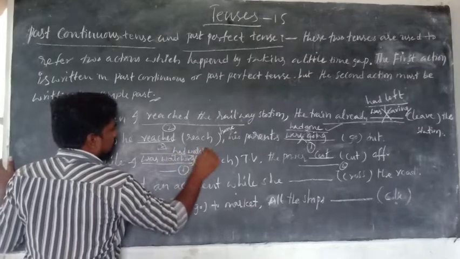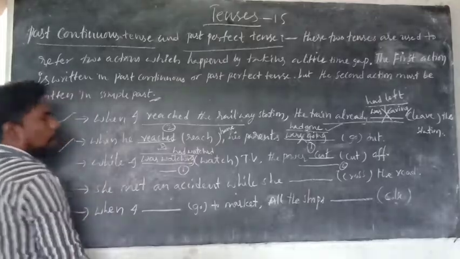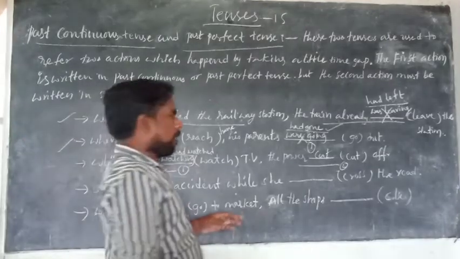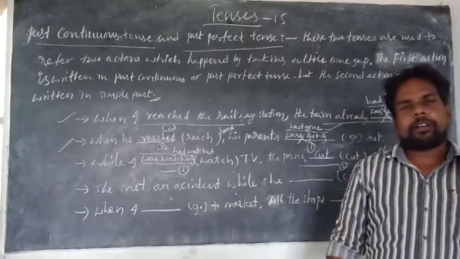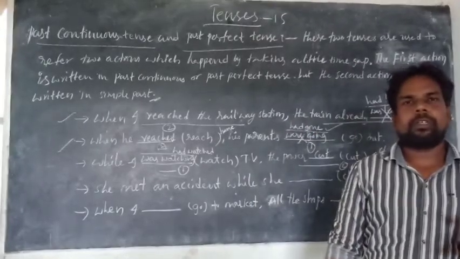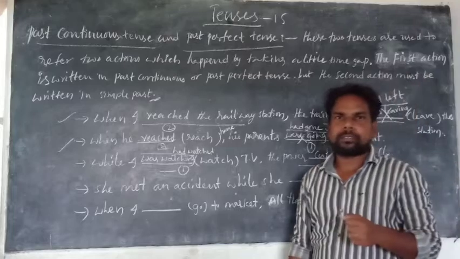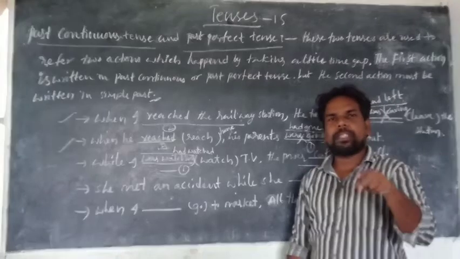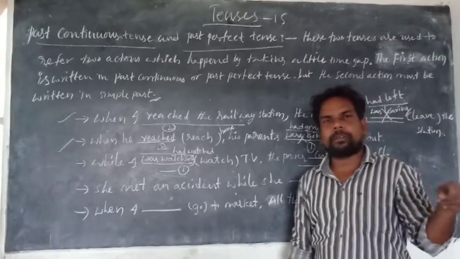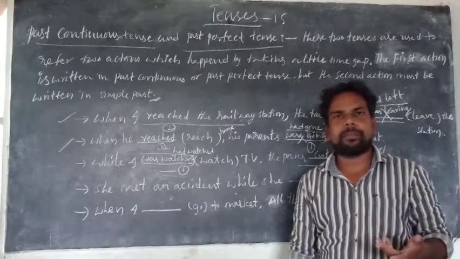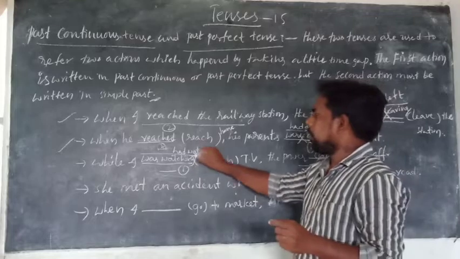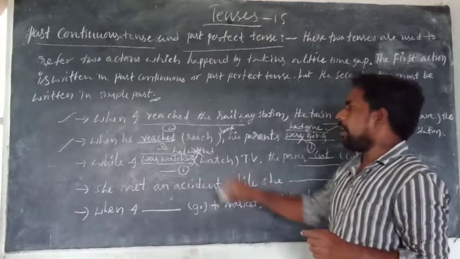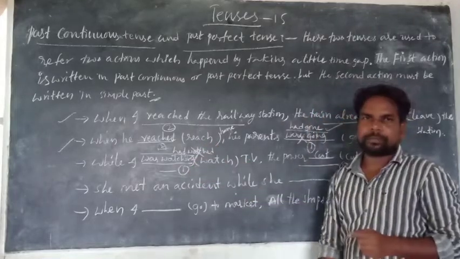Had watched means what is that? You completed watching TV. You stopped watching TV. When you stopped watching TV, if there is a power cut, there is no problem. You don't bother. While you are watching, if there is a power cut, what will happen? There is a problem. So which tense creates the problem? Past continuous tense creates the problem. So this is the right answer and past perfect is the wrong answer.